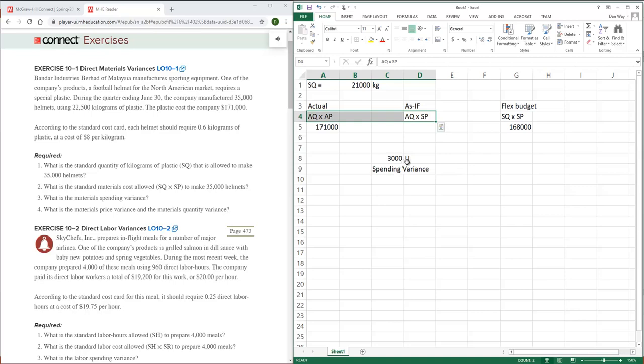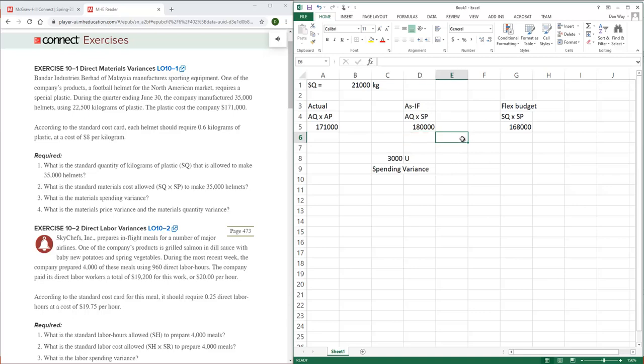So let's start over here with determining what our as-if budget would say. So our actual quantity times our standard price. So we used 22,500 kilograms of plastic. That's our actual quantity for that actual level of output. And then we know that that standard price, that stuff should cost $8 per kilogram. So our actual quantity times our standard price, $180,000. So let's go ahead and find our two lower level variances here.